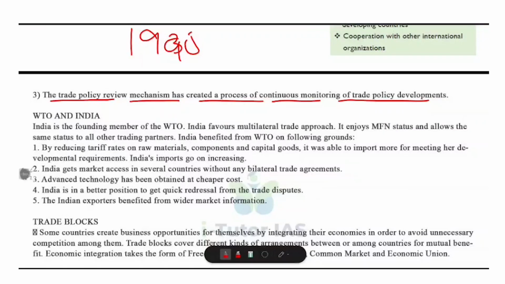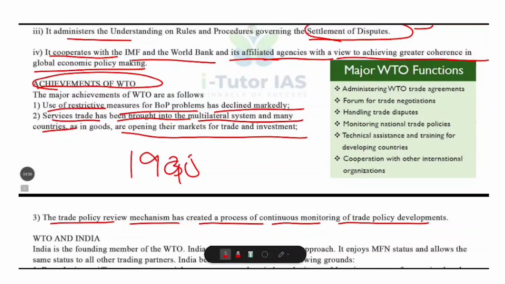Now, do you know what are the major functions of WTO? The WTO performs several important functions to ensure smooth, fair, and transparent international trade among its member countries. What are those functions? Administering WTO trade agreements. That means the WTO is responsible for implementing and administering all multilateral trade agreements that come under its framework, such as those on goods, that is GATT, services, that is GATS, and intellectual property, TRIPS. So this ensures uniform rules and stability in global trade.